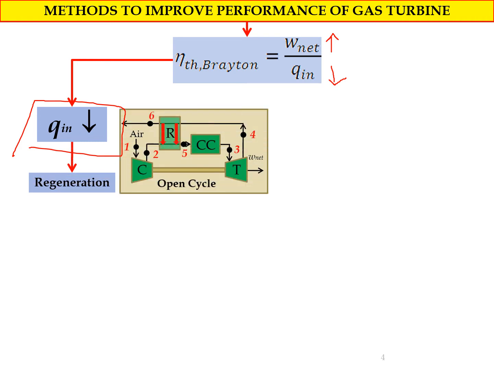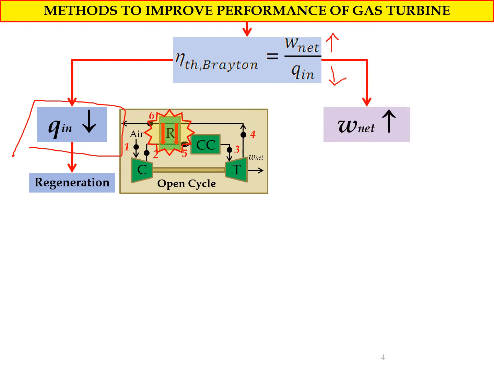And this is the actual cycle of the Brayton cycle with regeneration. As you can see here, this is the regeneration section where we increase the temperature of state 2 close to the exit temperature of the turbine, which has a higher temperature compared to the compressed air at state 2.